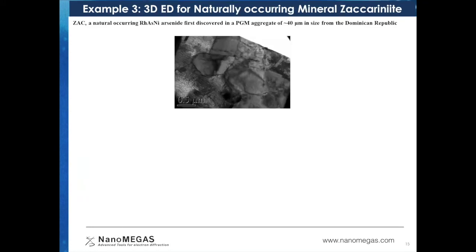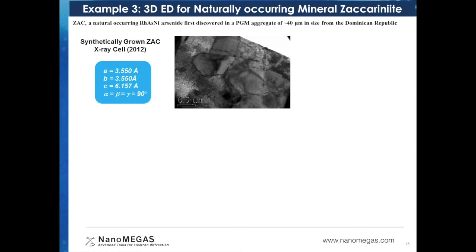Example 3 comes from our work from last year. This is studying a naturally occurring mineral called zaccharinite. This mineral was first discovered in the Dominican Republic, and it comes as an aggregate with many other minerals. As it comes with an aggregate of many other minerals, it was not possible to do any structural analysis using X-ray diffraction. But in 2012, it was possible to synthetically grow the same mineral in the lab, and the structure was proposed using an X-ray diffraction study.